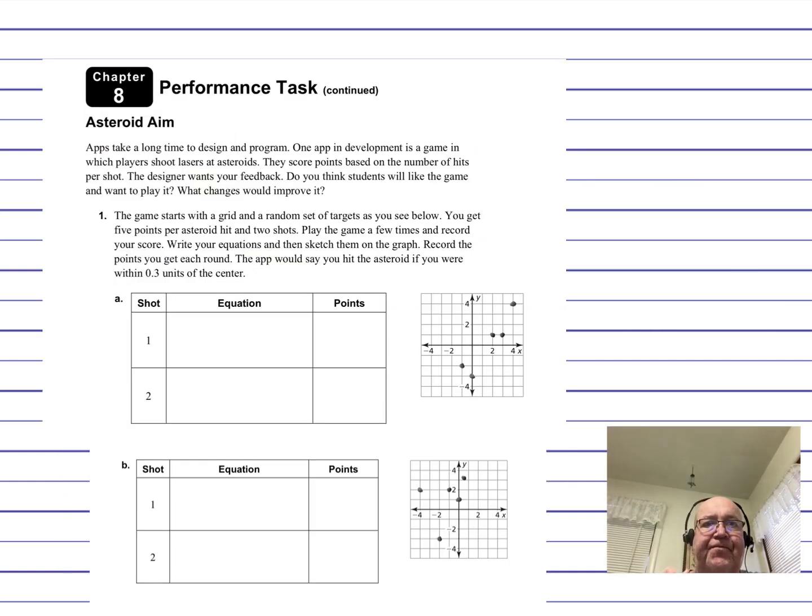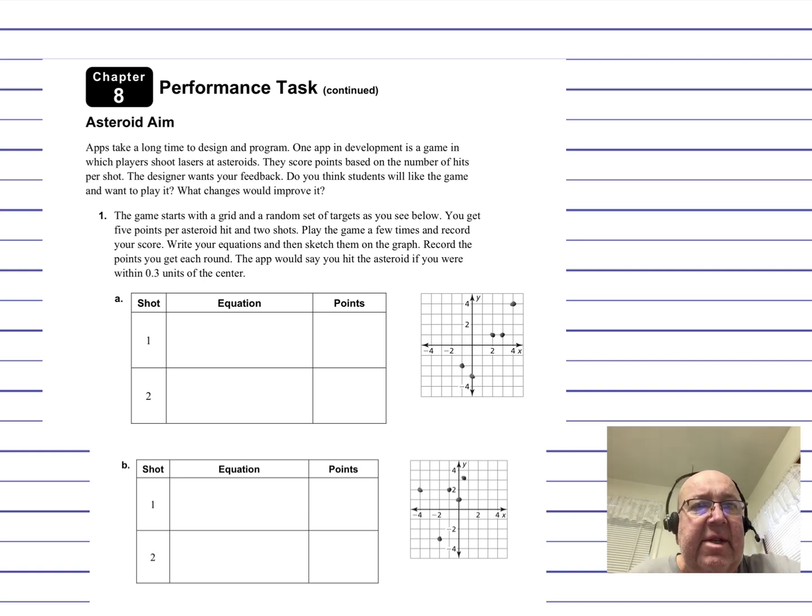Task. You're looking at an app that's developing a game to shoot lasers at asteroids. They score based on the number of hits per shot. The designer wants your feedback. Do you think students would want to play this game? What changes would improve it? So you're going to be answering some questions. Again, it's looking at your thoughts and the process that you're using.